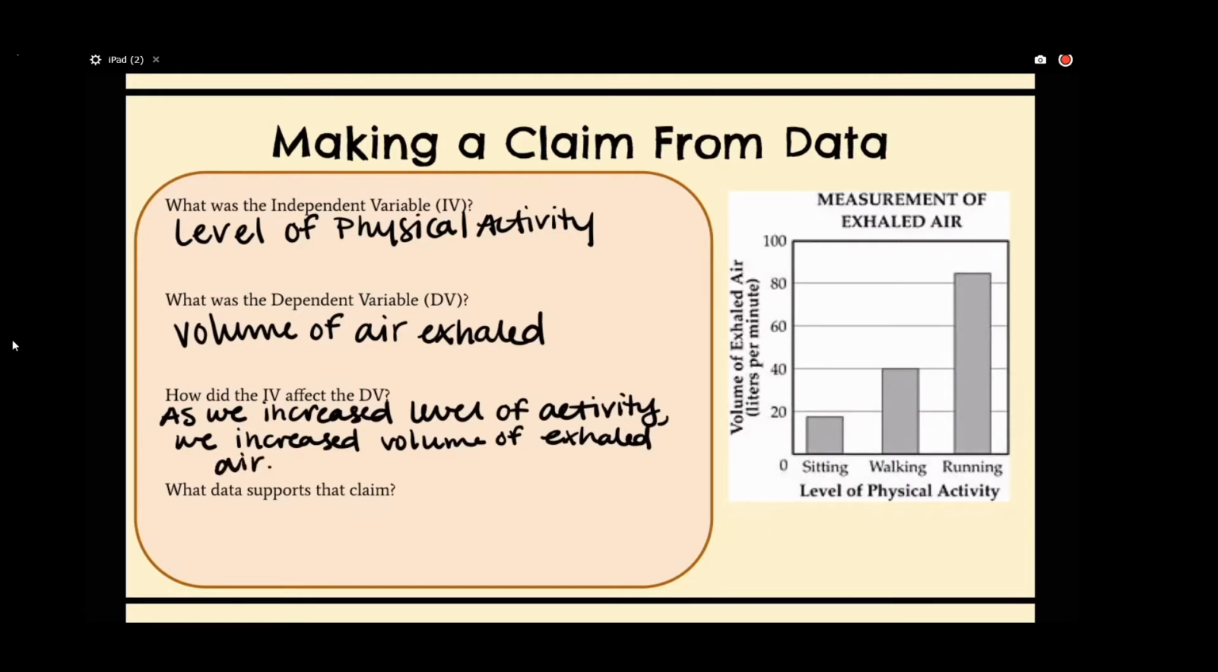So I encourage you to always have this same structure for your answers here. We say as we either increased or decreased the IV, we either increased or decreased the DV. It's like a little sentence structure that you can follow: as the independent variable went up or down, the dependent variable went up or down. And then it's super important you actually use data from the lab to support that claim. So what you would want to do is pull out those three pieces of data.